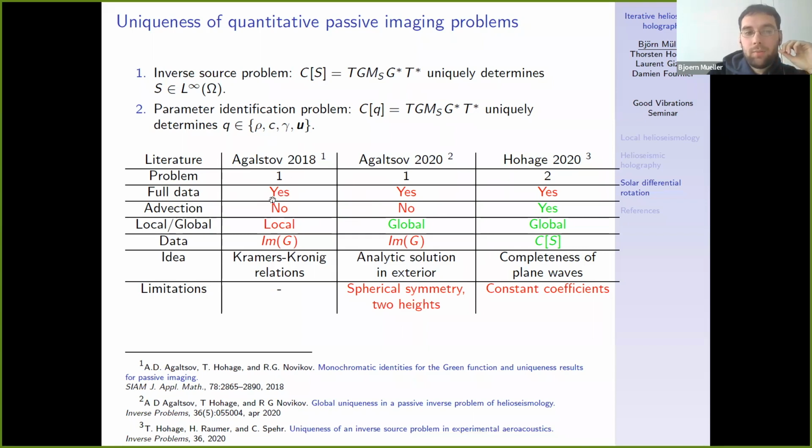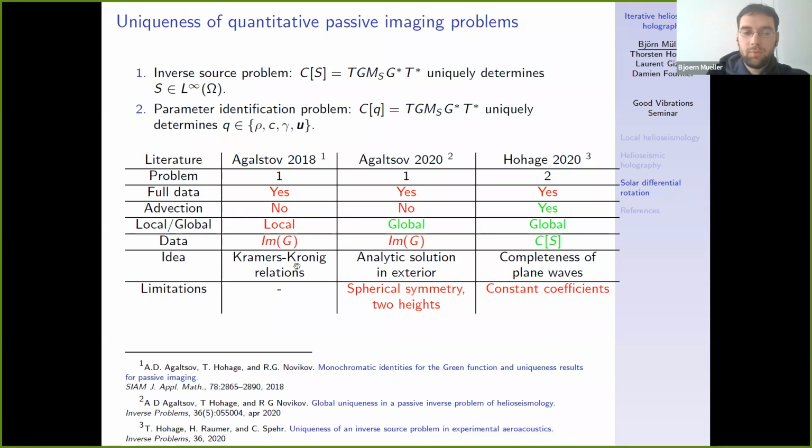But for example, they assumed full data, which is of course not true if you can only observe part of the sun. They left out advection terms. Here, Alexei only showed a local uniqueness result, and they always assume that you measure the imaginary part of the Green's function and not the cross correlation. So there's a relation that the cross covariance equals the imaginary part of the Green's function, but it would be better if you can prove it for every source strength.